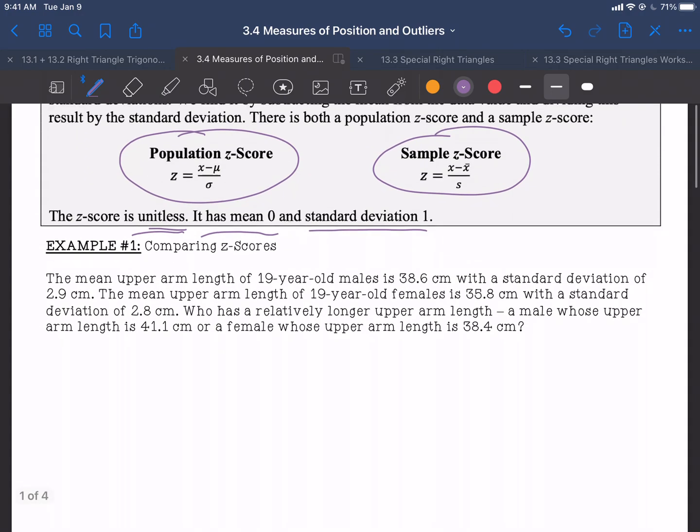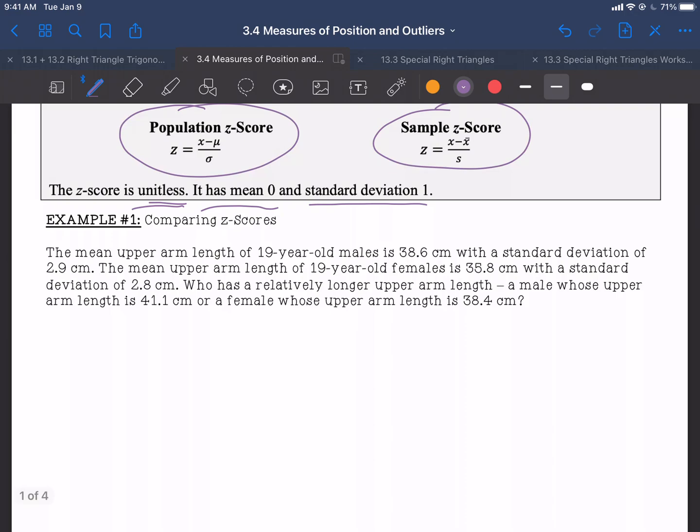Here's an example. The mean upper arm length of 19-year-old males is 38.6 centimeters with a standard deviation of 2.9 centimeters. The mean upper arm length of 19-year-old females is 35.8 centimeters with a standard deviation of 2.8 centimeters. Who has a relatively longer upper arm length: a male whose upper arm length is 41.1 centimeters, or a female whose upper arm length is 38.4 centimeters? So the question is, who has a relatively longer upper arm length?